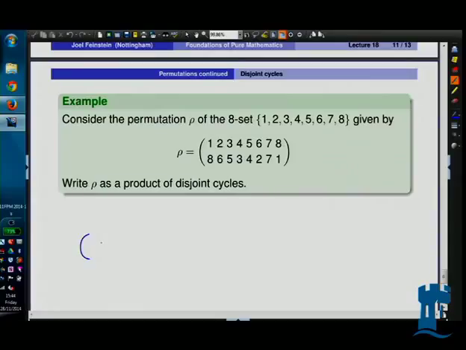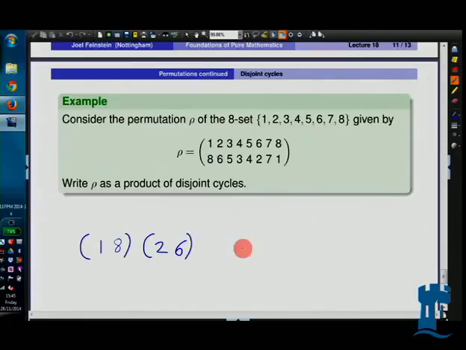You say, where does 1 go? 1 goes to 8. So I'm going to have to put an 8 after 1. Where does 8 go? 8 goes to 1, so I better finish that. That's a transposition. It's a 2 cycle. Now I've used 1 and 8, so I go to the first one that I haven't mentioned so far, which is 2, and see if it moves. If it doesn't move, you can write it as a 1 cycle, or you can ignore it. 2 gets sent to 6, so I better write that down. 6 gets sent back to 2, so it's another transposition.